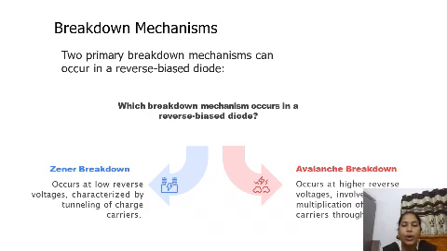Breakdown mechanism. Two primary breakdown mechanisms can occur in a reverse bias diode. There are Zener breakdown and avalanche breakdown. Zener breakdown occurs at a low reverse voltage, characterized by tunneling of charge carriers. Avalanche breakdown occurs at a high reverse voltage and involves the multiplication of the carriers.